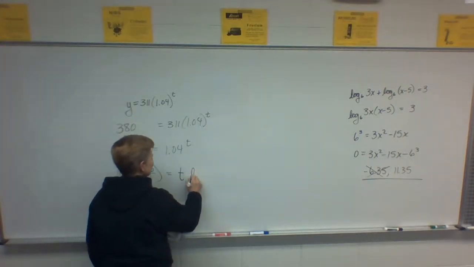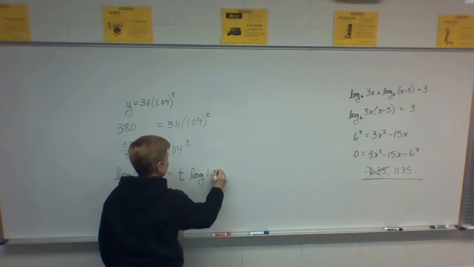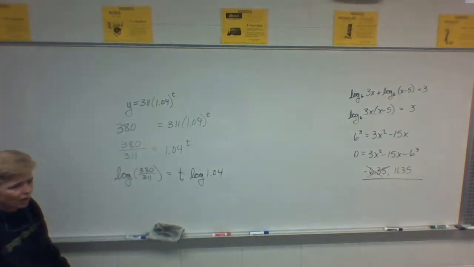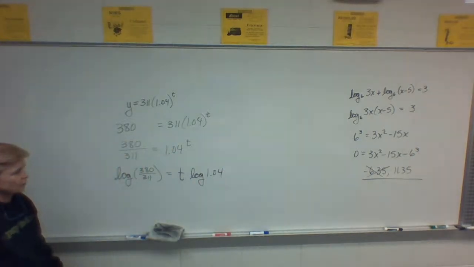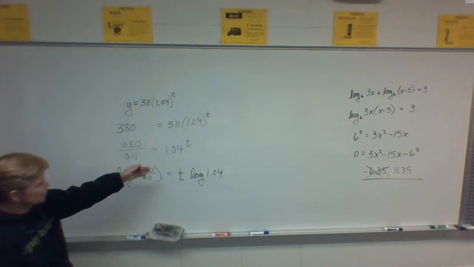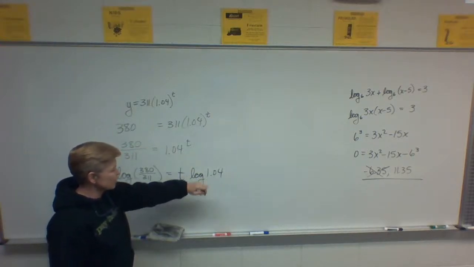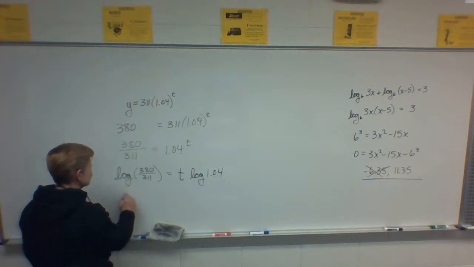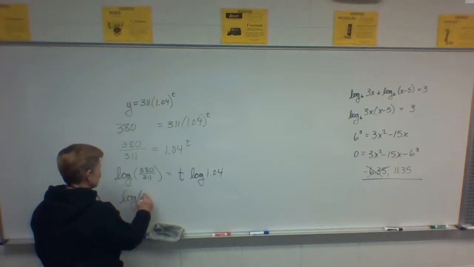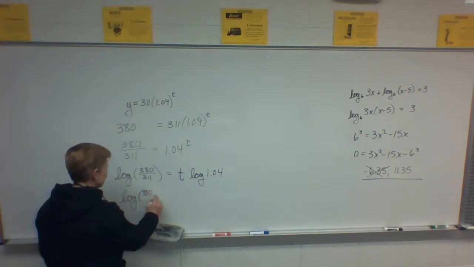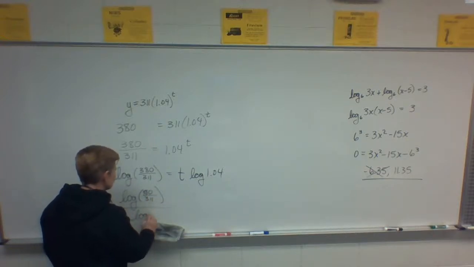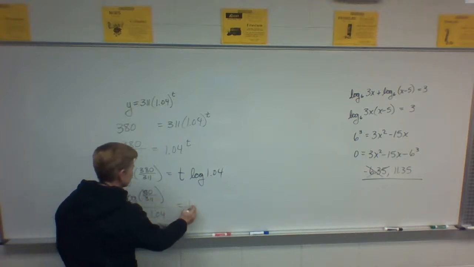equals t common log of 1.04. You see that? That's what's happening when I log both sides or not? Log the fraction. When you log this side, because it has an exponent, it gets to crawl down around front here. Now it's t times the log of 1.04. So the final answer to calculate will be the log of this fraction divided by the log of 1.04.